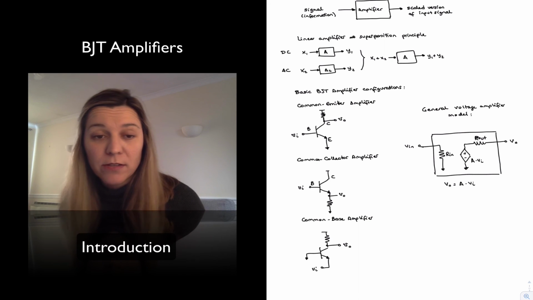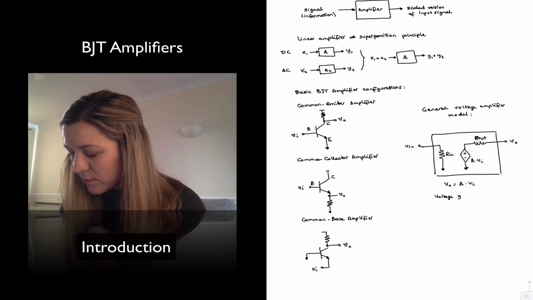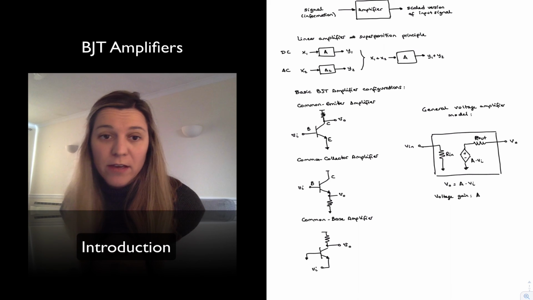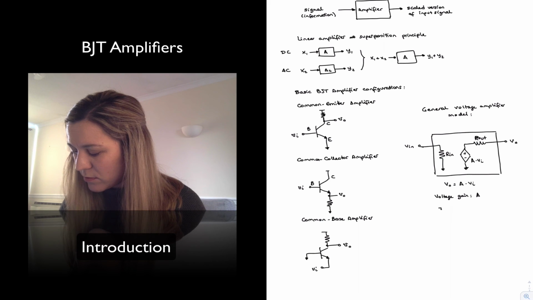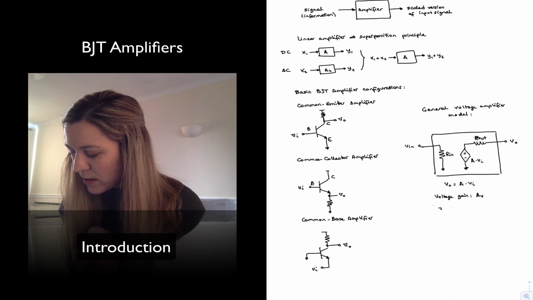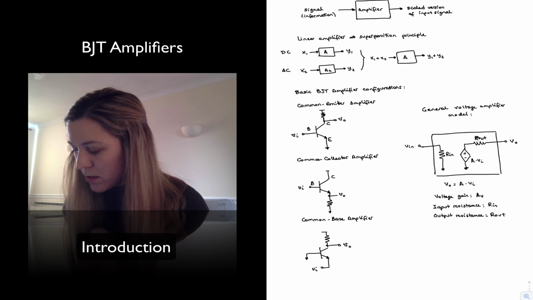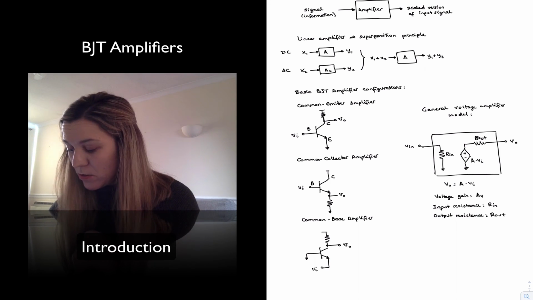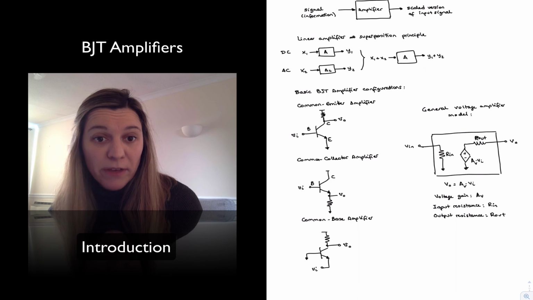The typical parameters in any voltage amplifier model will be the voltage gain, which is A, or sometimes we're going to refer to it as A sub V to differentiate it from other types of gains. We have input resistance, R in, and output resistance, R out. Now the gain, A sub V for voltage gain, is the nominal gain of the amplifier.